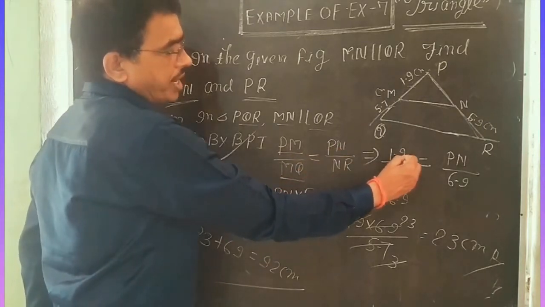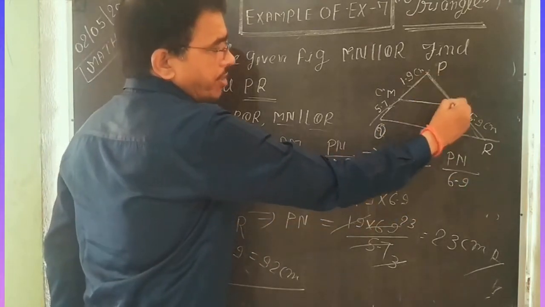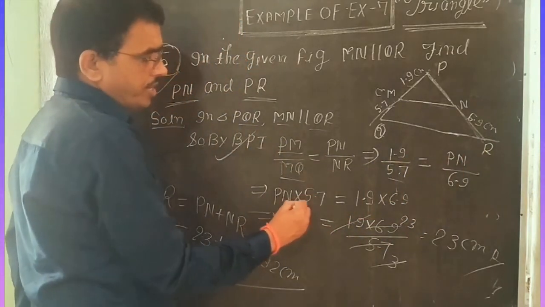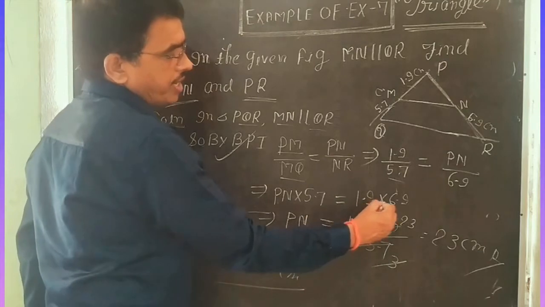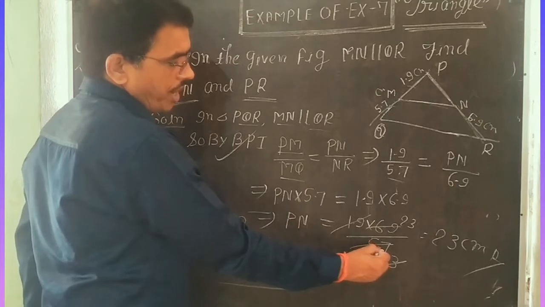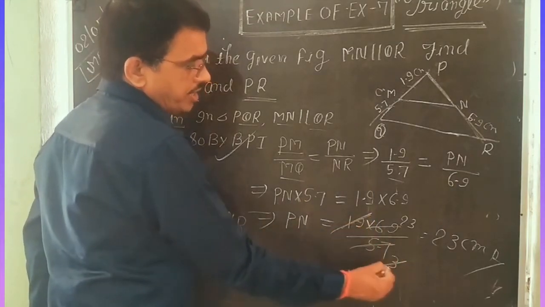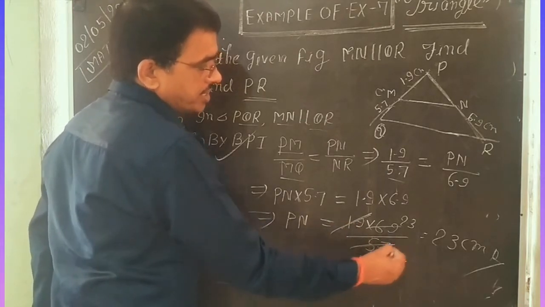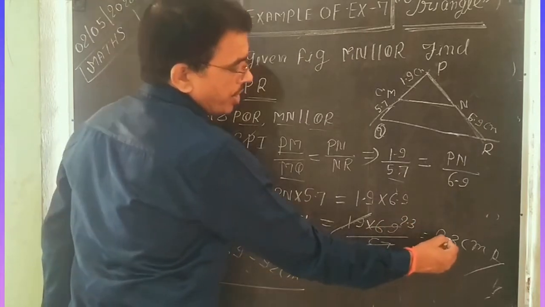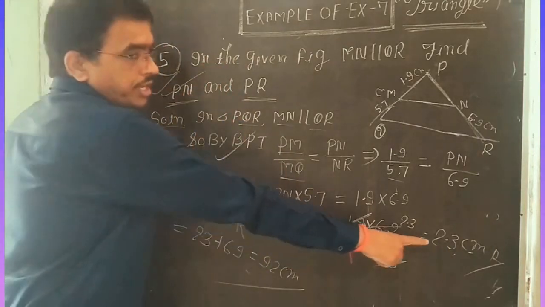Here is 1.9 cm, here is 5.7 cm, equal to PN, which is not given, so I write only PN here, and this is 6.9 cm, given. Now cross multiplication: PN into 5.7 is equal to 1.9 into 6.9. Therefore PN is equal to 1.9 times 6.9 divided by 5.7. 19 times 3 is 57, so 3 cancels, and 23 times 3 is 69, so we get 2.3. So here is 2.3 cm, and that is PN. So your first solution is PN, that is 2.3 cm.